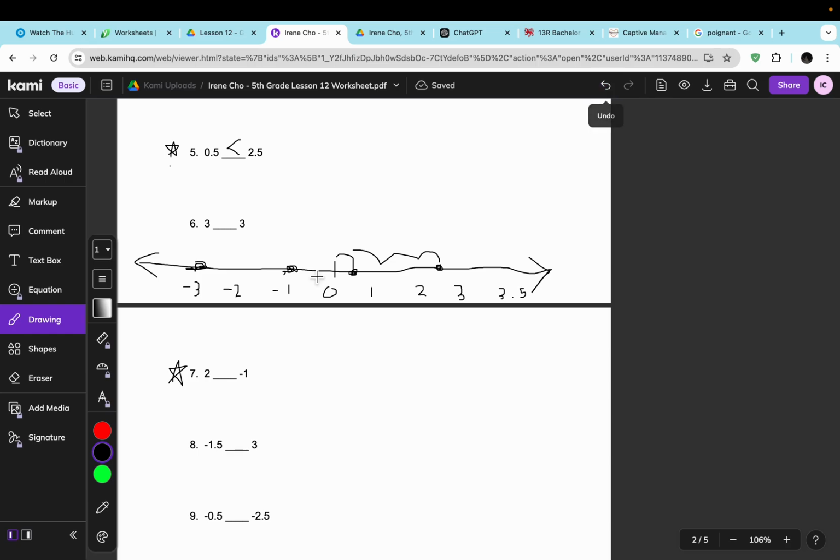Both of these numbers, one is a negative and one is a positive. Knowing this, this is kind of easy to tell. One of the numbers is at negative 1 and the other number is at 2. Negative numbers will always be smaller than positive numbers, no matter what, since positive numbers are greater than 0, while negative numbers are less than 0. Knowing this, we can easily assume that 2 is greater than negative 1, or negative 1 is less than 2.